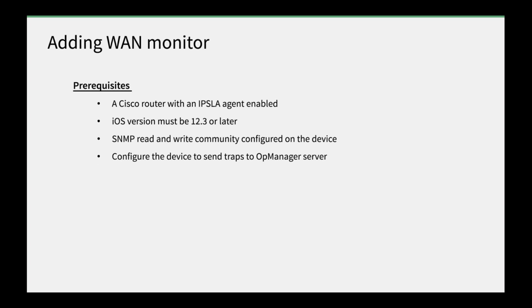Some of the prerequisites are it should be a Cisco router with an IPSLA agent enabled, and the iOS version must be 12.3 or later. And the SNMP read and write community should be configured on the device, because when you provide all this information and add a monitor, it's going to write this configuration in your router, for which the write community is required. And you can also configure the devices to send traps to OpManager server.